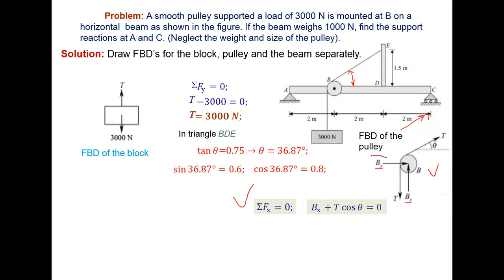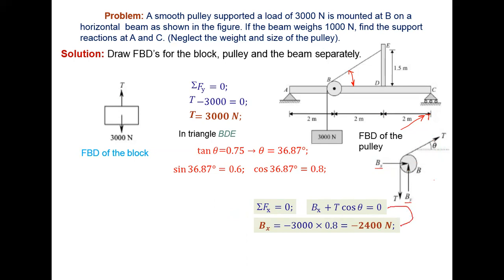So this is Bx acting horizontally in the rightward direction. Let's consider the rightward direction as positive. So this is Bx positive, and this T is producing a horizontal component, that is T cos theta, and this T cos theta will also act horizontally rightward. So again this will be positive. So Bx plus T cos theta is equal to 0. This we are getting from the horizontal force balance. Okay, fine. Next let's apply vertical force balance.